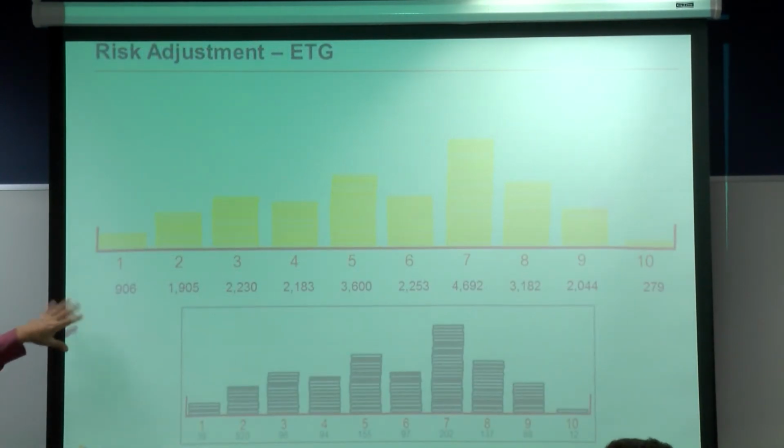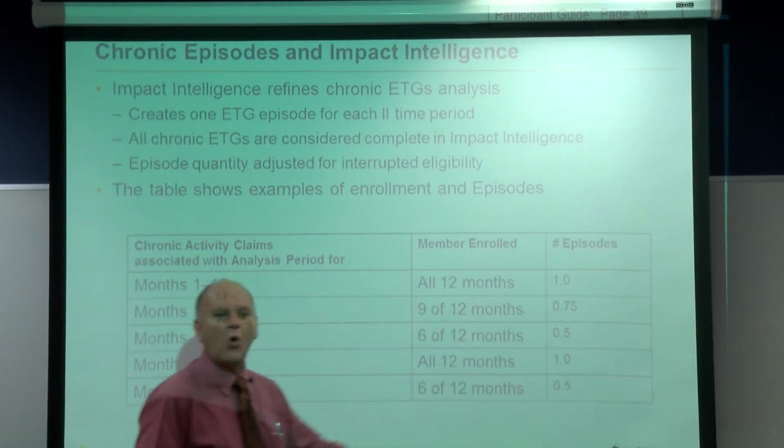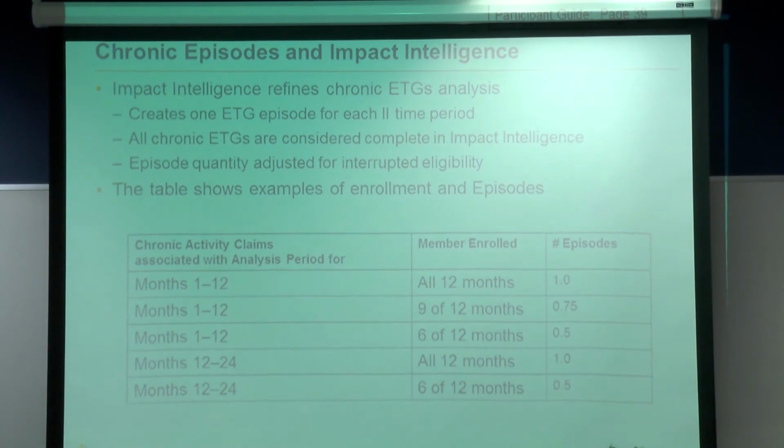Oh, well, just stop there because this shows something. Sorry. So here you can see how you can have a half or a quarter of a chronic episode based on enrollment periods. That's all that's saying.